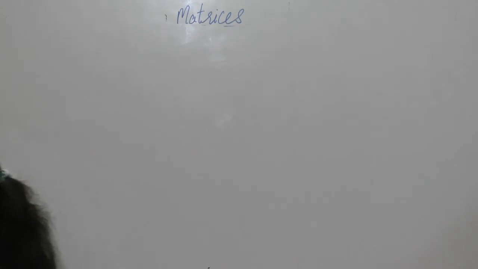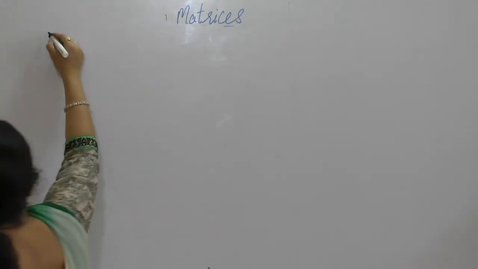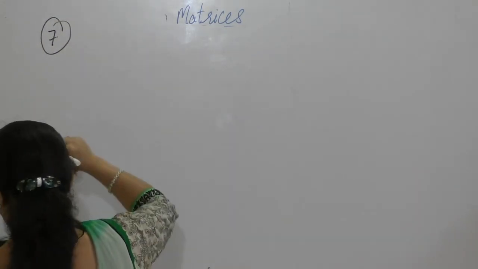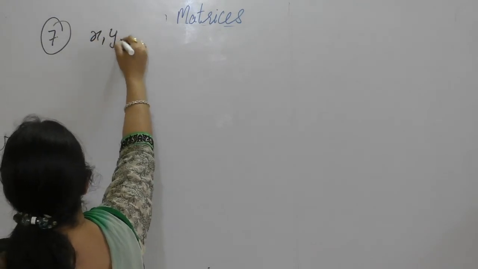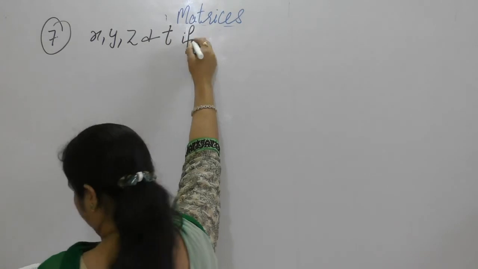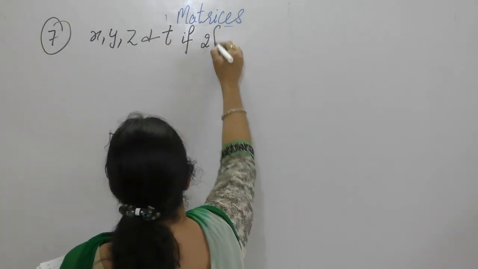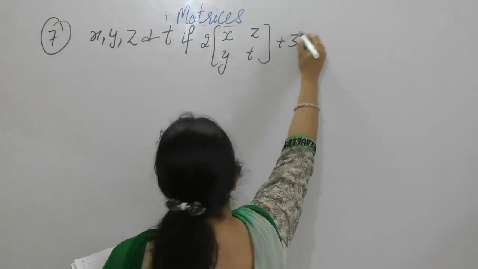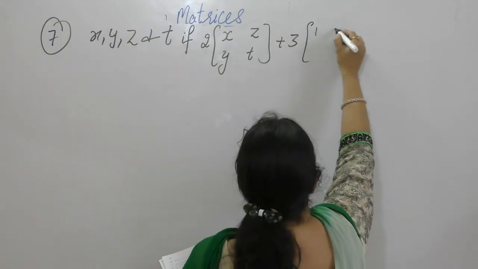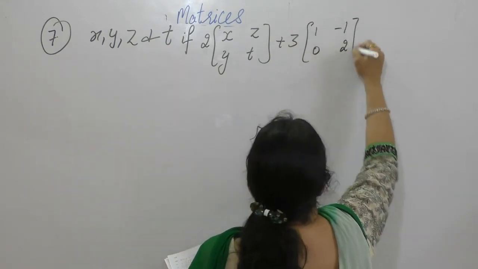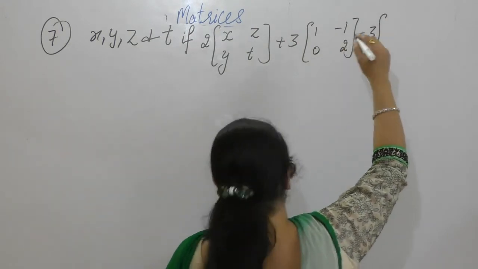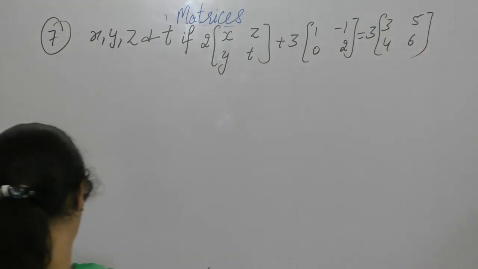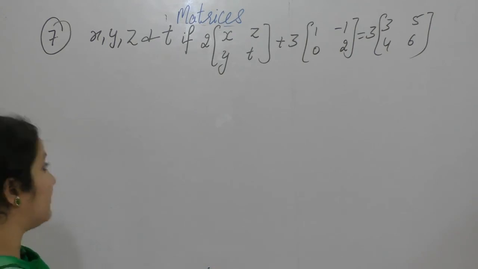The next is, find x, y, z, t. Find x, y, z and t if 2 into the matrix x y, z t plus 3 into the matrix 1 minus 1, 0 2 is equal to 3 into the matrix 3 5, 4 6. 2 into x y, z t plus 3 into 1 minus 1, 0 2.